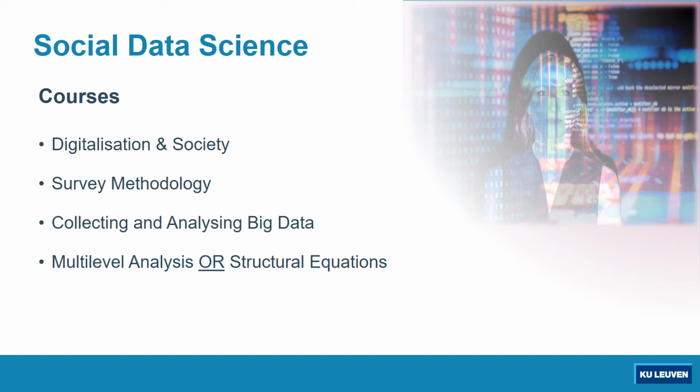Digitalization in society is one of the courses. There's a course in survey methodology. There's a course specifically about big data, collecting and analyzing big data. And then there are two statistical courses, both advanced statistics, multi-level analysis and structural equations. You're supposed to choose one of them. But as I said, there is room for elective courses. So if you want, you can also take both of them.